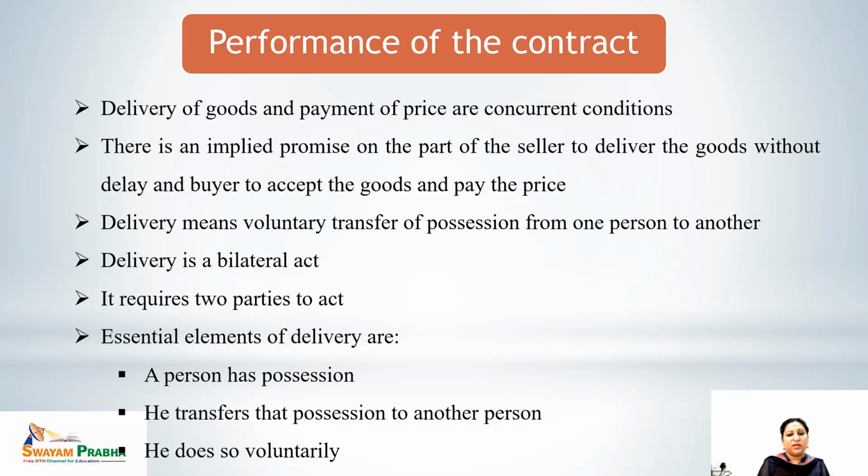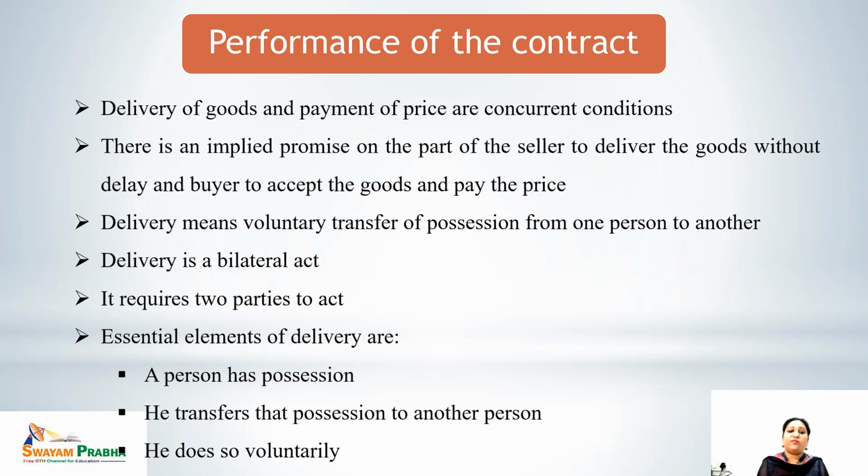Next, we come to another part of the discussion, that is the performance of the contract. When we say that the contract is being performed, we know delivery of goods and payment of price are concurrent conditions. When the seller transfers the goods to the buyer, there is a concurrent condition that the buyer would pay for the goods. That means with the transfer of the ownership of the goods, the other responsibility of the buyer is to pay for those goods. So these are the concurrent conditions.